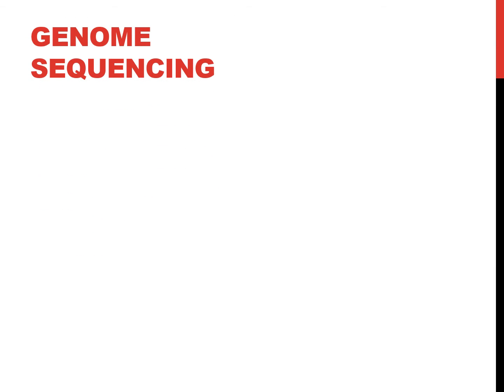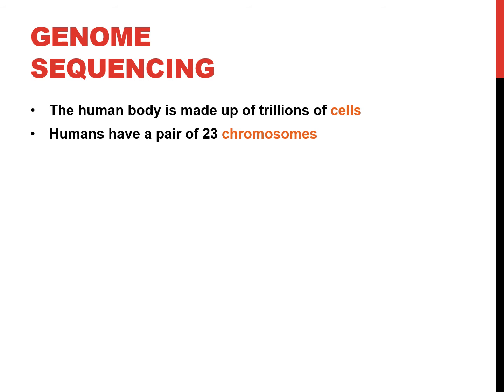Because bioinformatics is so closely linked to biology and genomics, it is important to understand genome sequencing. To start, let's do a little review of biology. The human body is made up of trillions of cells. Humans have a pair of 23 chromosomes that carry genetic information. Chromosomes are found in the nucleus of each cell.